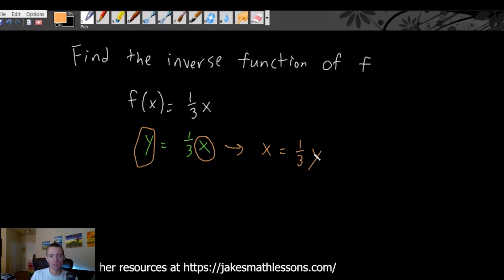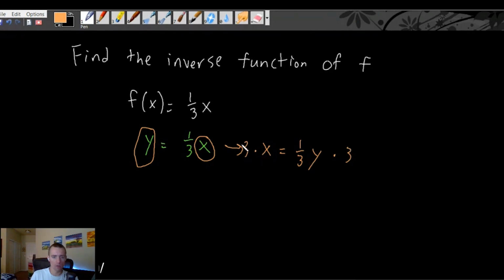In this case, there's really only one operation we need to do to get this y all by itself. We just have to multiply both sides of our equation by 3. Whatever you do to one side of your equation, you have to do to both sides. So if you multiply this by 3, the 1/3 and the 3 are going to cancel, and you're just going to get y equals 3x. So basically what this shows is that y equals 3x, or in other words, f inverse of x is going to be this function here, 3x.